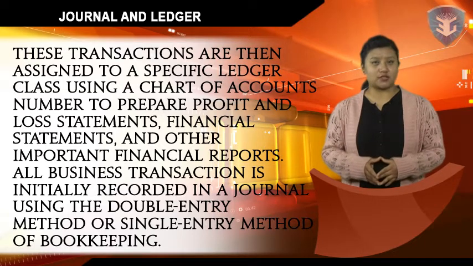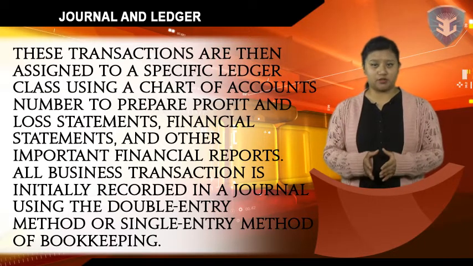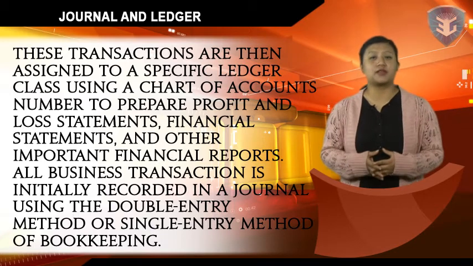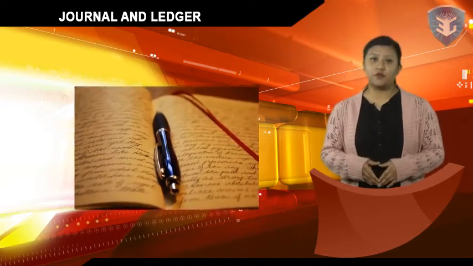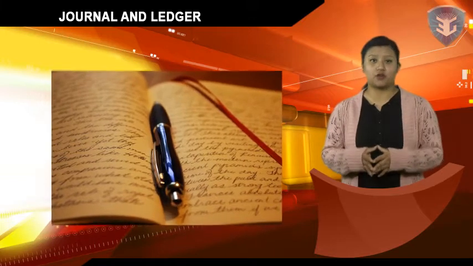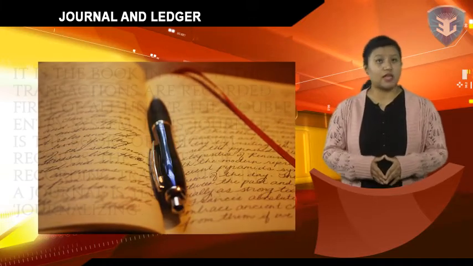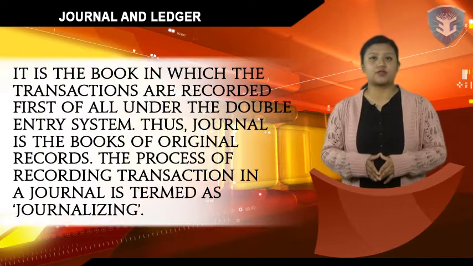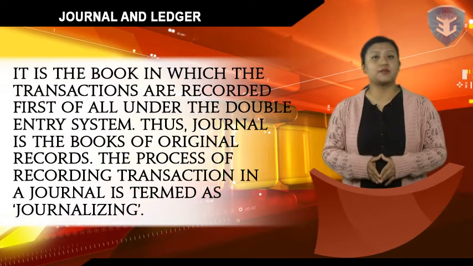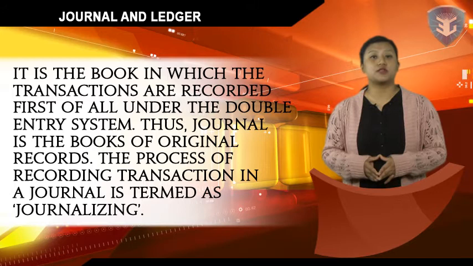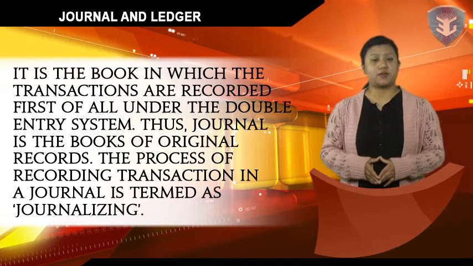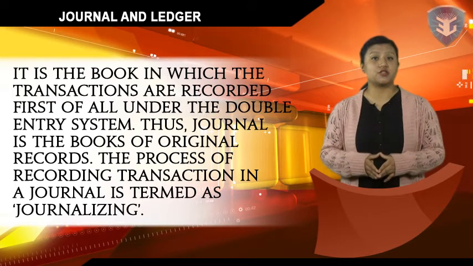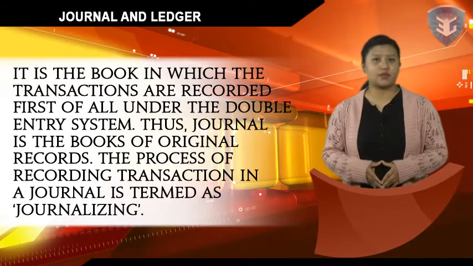All business transactions are initially recorded in a journal using the double entry method or single entry method of bookkeeping. The journal records all daily transactions of a business in the order in which they occur. A journal may therefore be defined as a book containing a chronological record of transactions. It is the book in which the transactions are recorded first of all under the double entry system. Thus, journal is the book of original records. The process of recording transactions in a journal is termed journalizing.